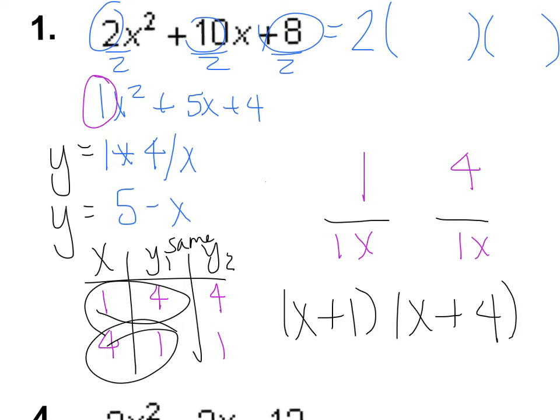So going back to what I had at the beginning, I had that 2 in front. One parentheses is x plus 1. The other parentheses is x plus 4.